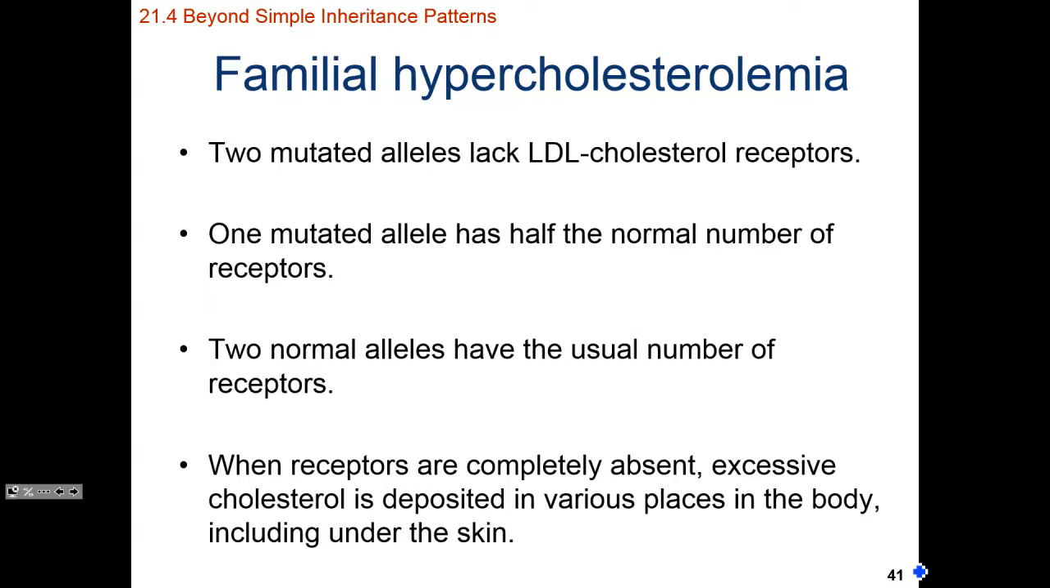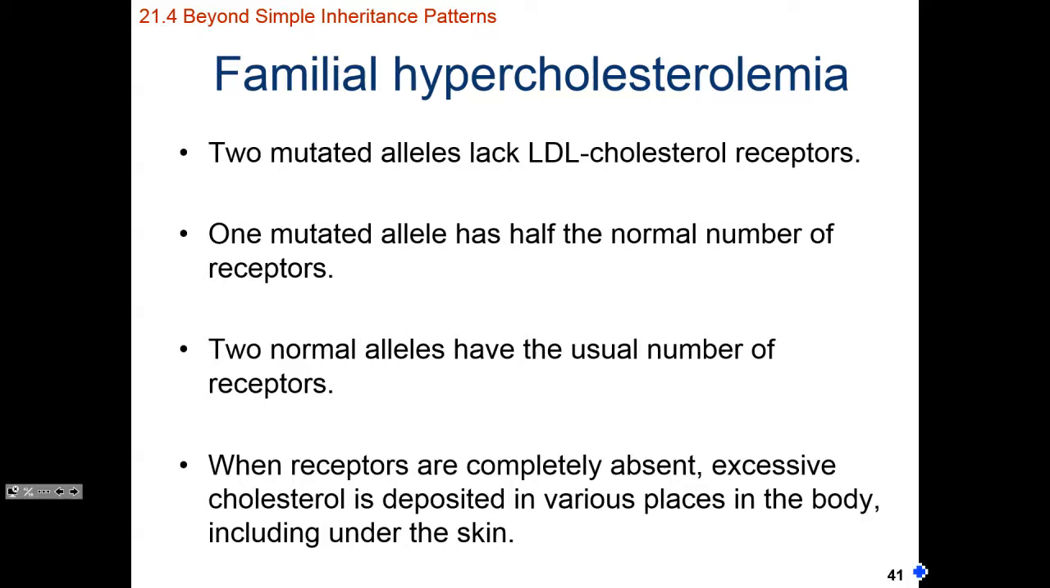A disease I'd like to highlight for you is hypercholesterolemia. Hypercholesterolemia is when somebody has two mutated alleles for the LDL receptors in their bodies. LDL is low-density lipoprotein, and we use low-density lipoproteins to transport cholesterol to the tissues of our bodies. When we have HDL, that's when we're transporting cholesterol to the liver to be excreted in the bile, to leave the body, so that's considered good cholesterol.